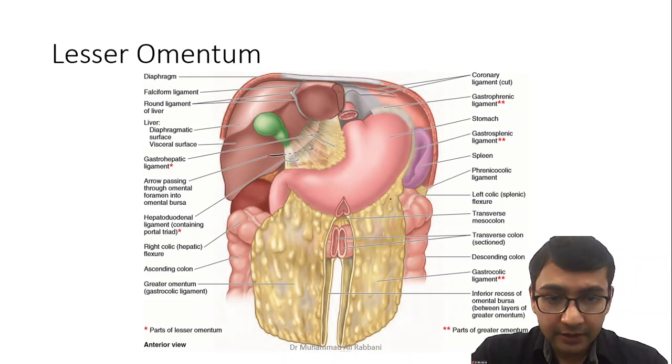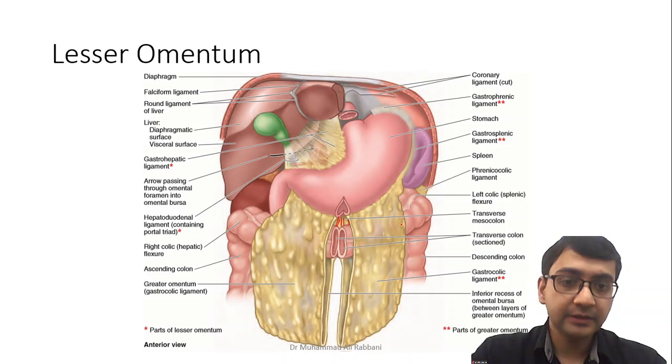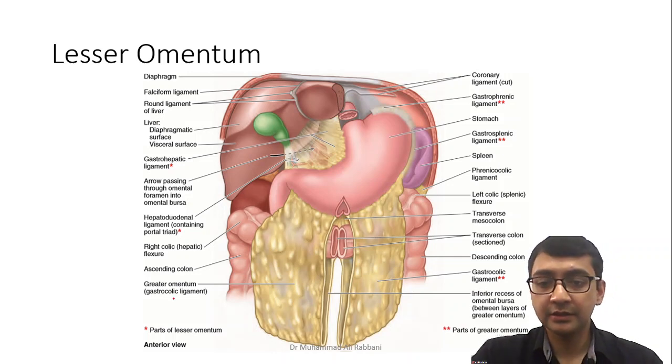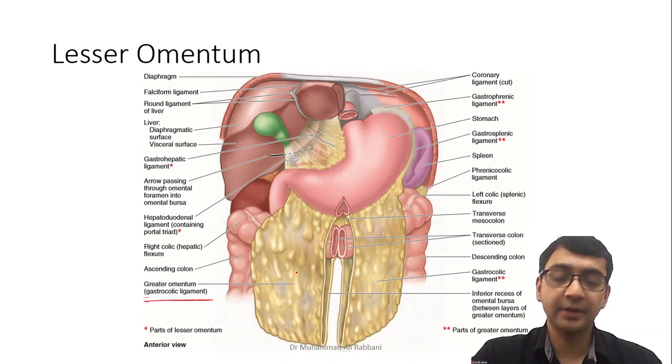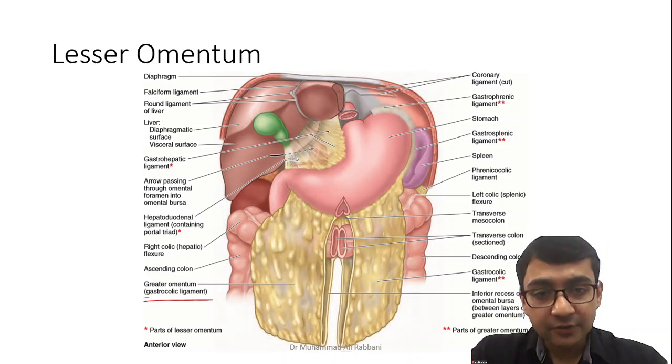Now the part that is between the stomach and the transverse colon, especially the posterior layer, is now known as the gastrocolic ligament. In the gastrocolic ligament, the name can be expanded to all of the apron-like extension that goes all the way down. Now this was the lesser omentum.